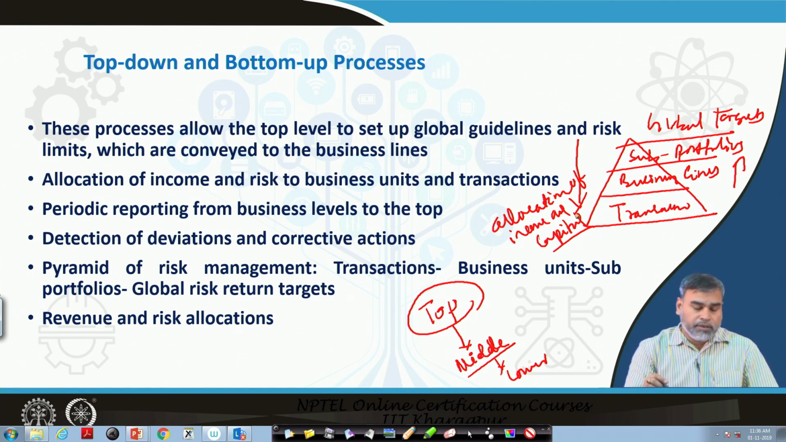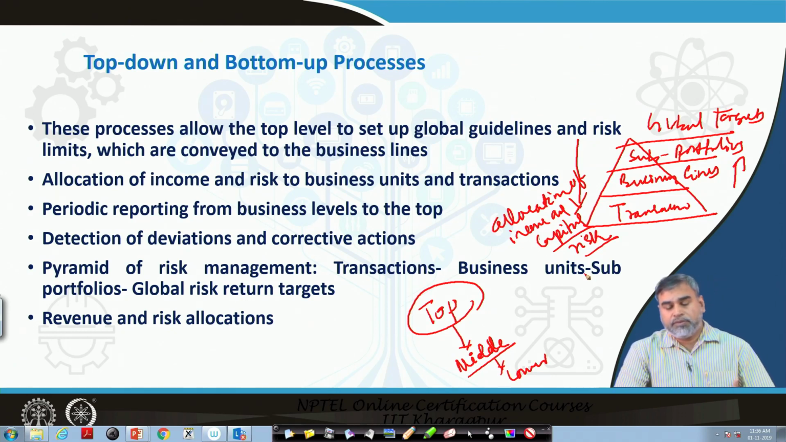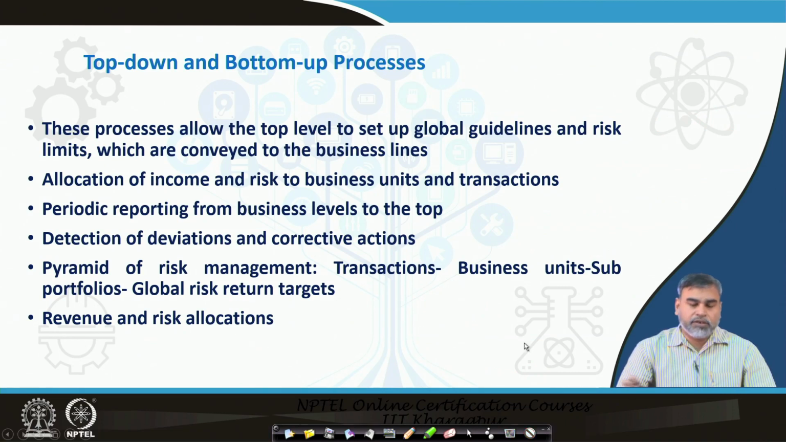Then finally, the revenue, and the top management also allocates the risk. So, this is the way the pyramidal structure works. The business goes from transactions to the global target they are trying to fulfill. Then the allocation of income and capital is made from the top management to the bottom. This is basically the top-down and bottom-up process which works in the system.